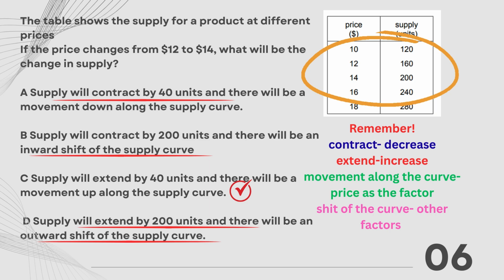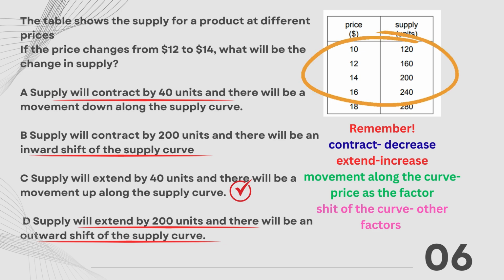Question number 6. If the price of a product increases from 12 to 14, what happens to supply? So here's a quick look at the table. If the price of the product is $10, the supply is 120 units. If the price is 12, the supply is 160 units. Price is $14, the supply is 200 units, and then $16, 242 units, and then $18, 280 units.